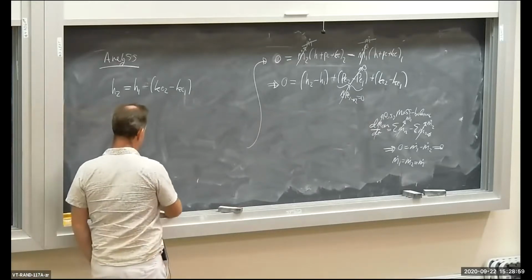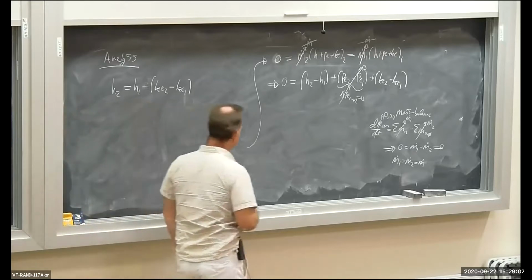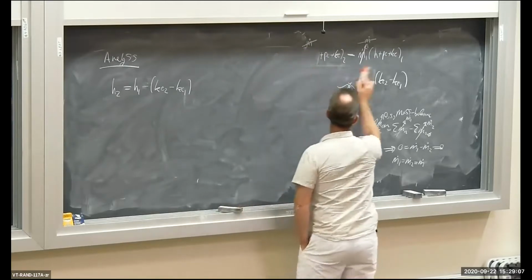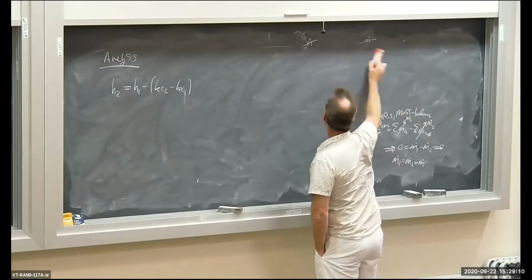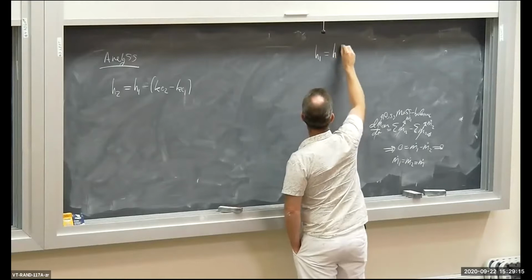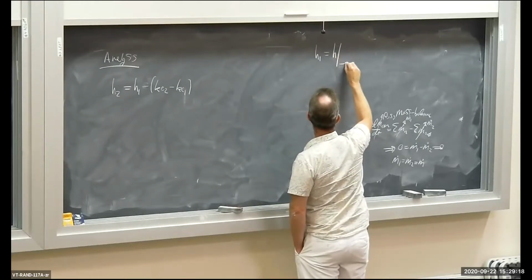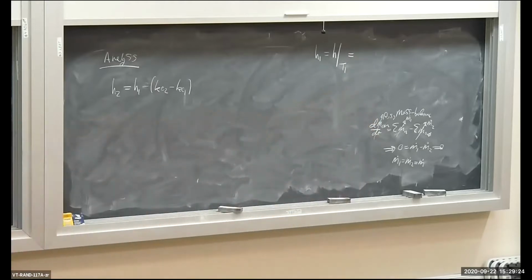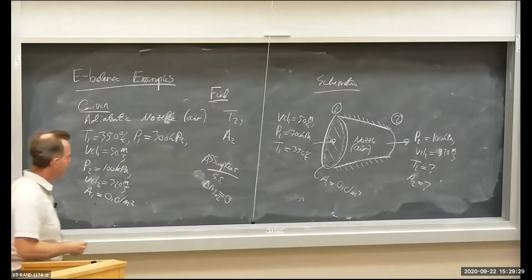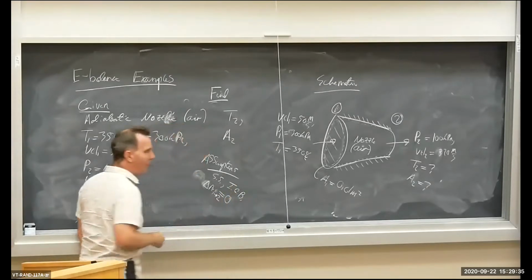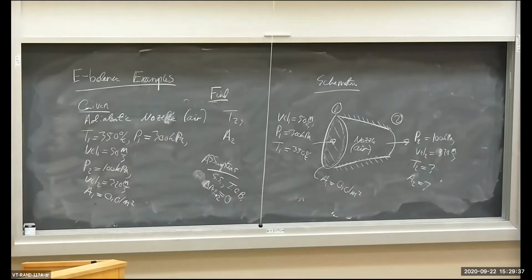Now, H1, specific enthalpy at state 1. So H1 is equal to the specific enthalpy of air evaluated at T1. Now, where do we go to get this? If I assume ideal gas behavior, maybe I better write that down. IGB. If I assume ideal gas behavior, I can go to the tables.